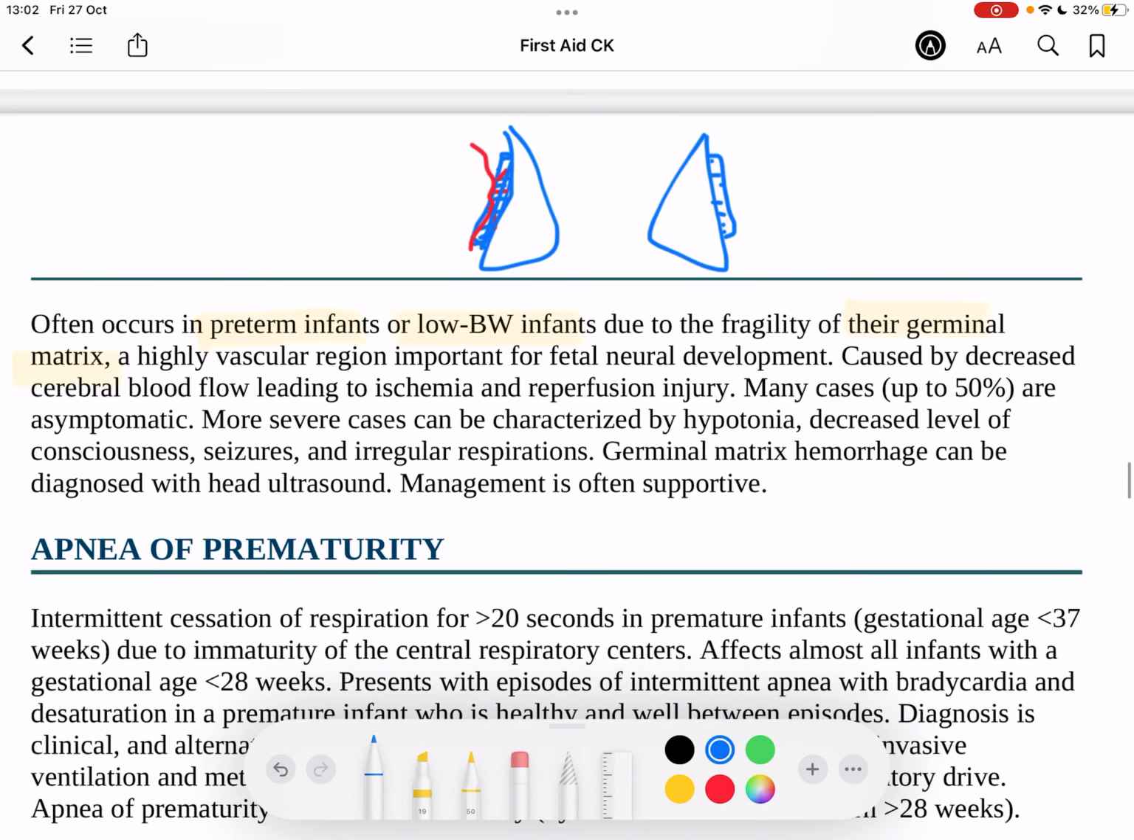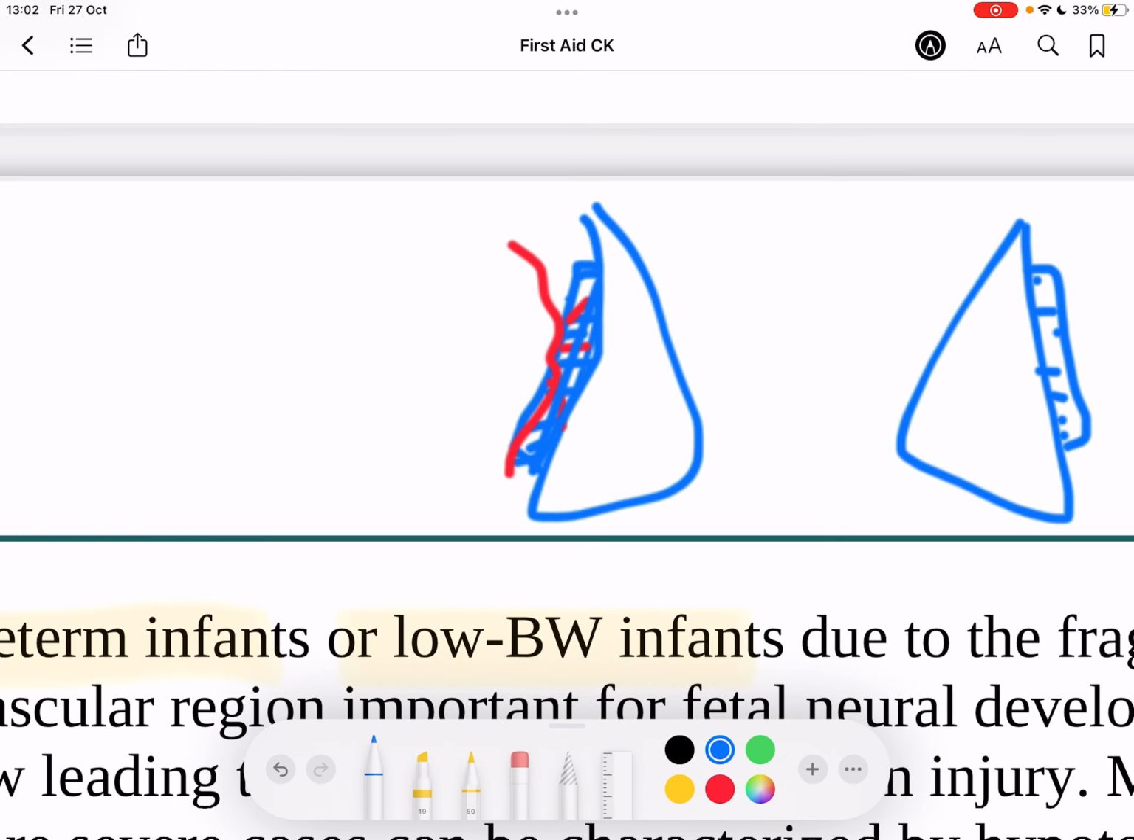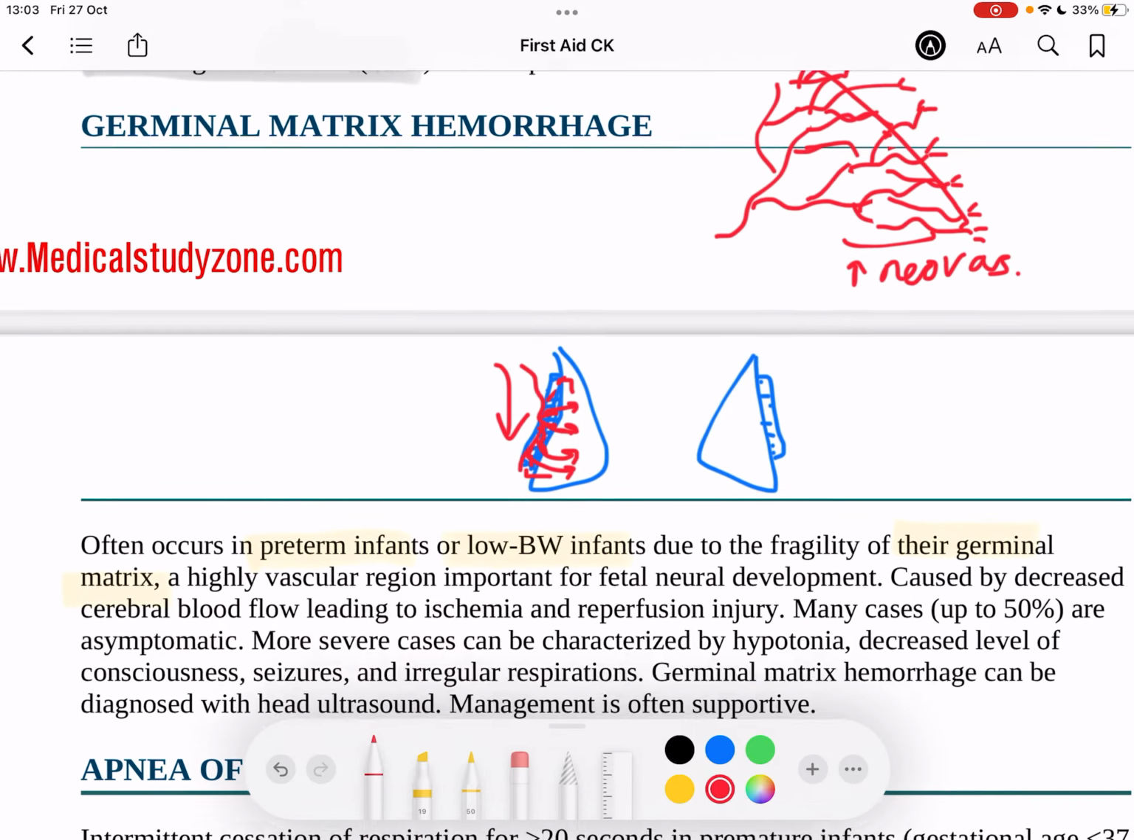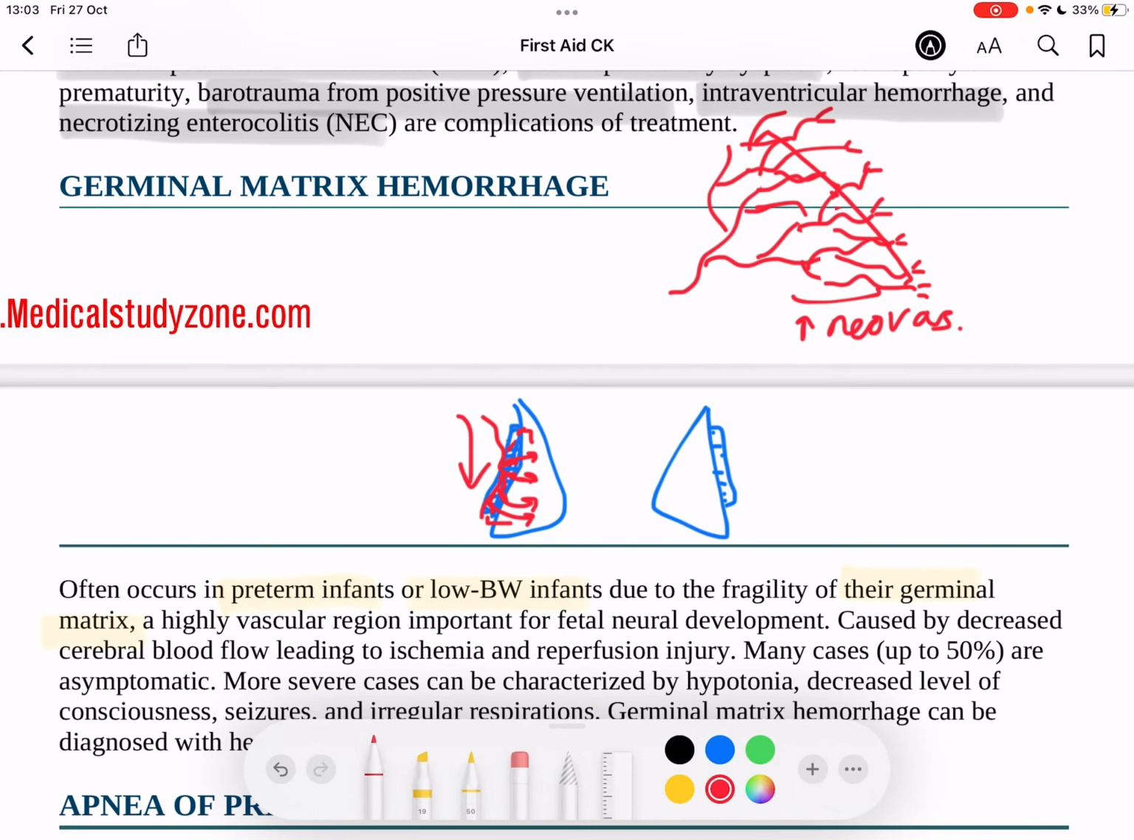So what happens is that it's caused by a decrease in cerebral blood flow leading to ischemia and reperfusion injury. When all of a sudden we get hypoxia, we get a high degree of neovascularization in this area, and a high degree of blood flow to this area. Because this area is so weak, it can then perforate through and bleed into the ventricles. So that causes your intraventricular hemorrhage.